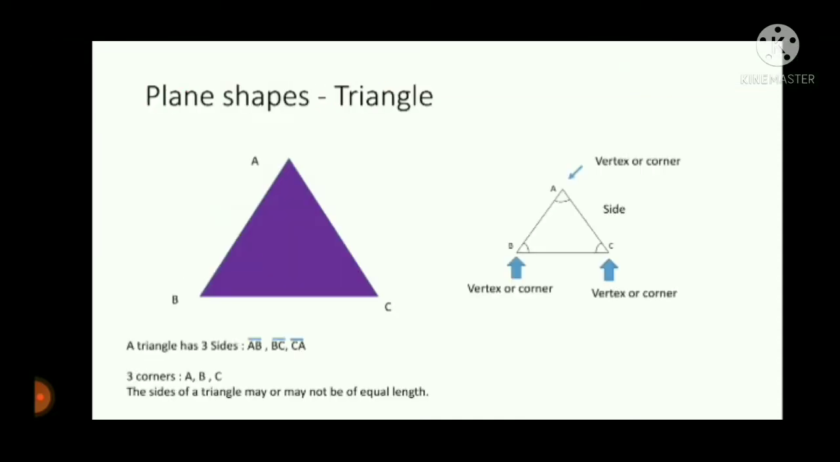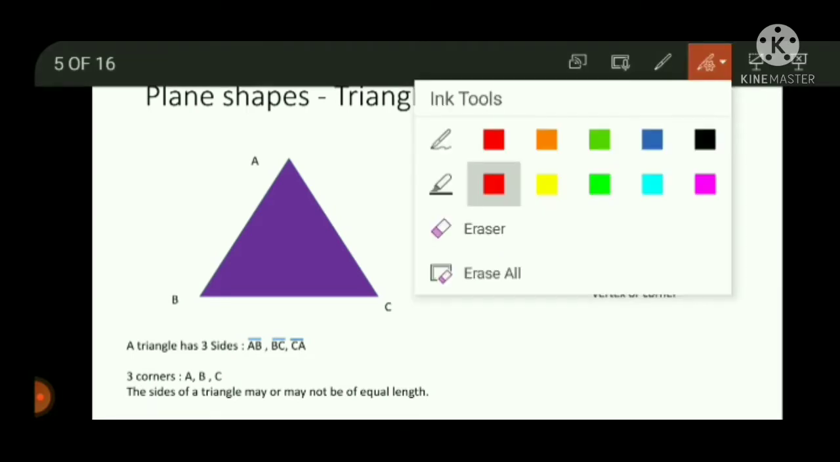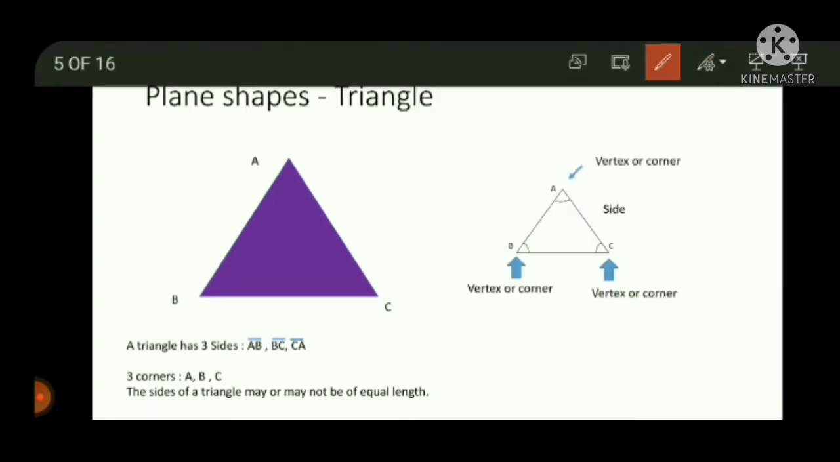The last shape that we will learn is a triangle. The word tri means 3. So here we can see there are 3 sides, AB, BC and AC. The sides of the triangle may or may not be of equal length, and it has 3 corners. As this is a triangle, it has 3 corners, that is A, B and C.